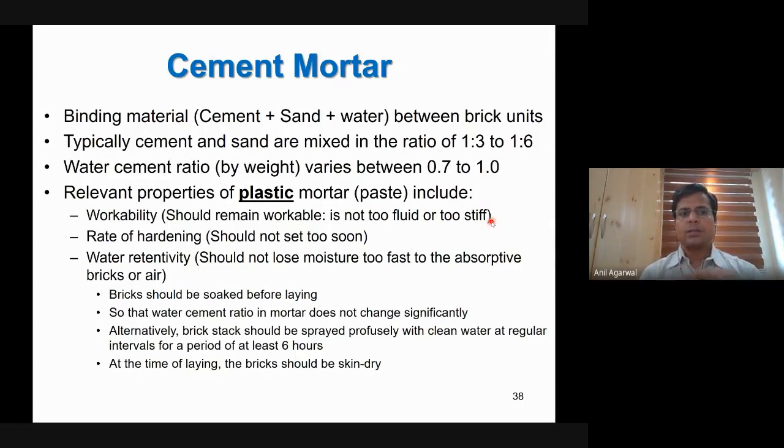Okay. The other one is the rate of hardening. It should not be too fast. The rate of hardening should not be too fast. Also, it should not be too slow. Why? First, I'll explain why not too fast.